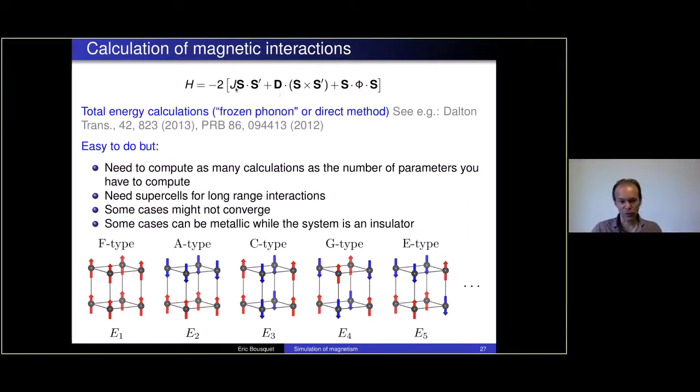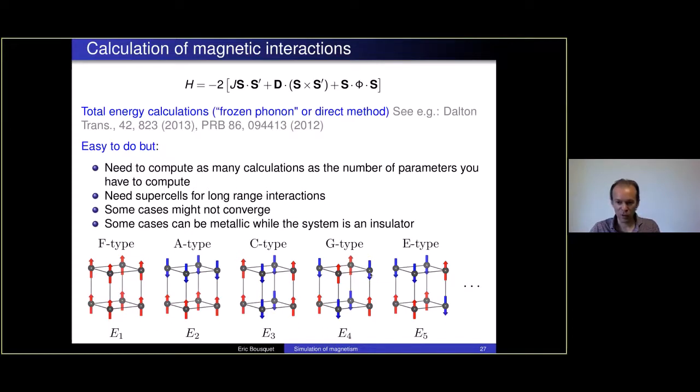And the idea, for example, to extract the Js, is this: as I mentioned, you can do a DFT calculation for different magnetic orderings. You can do it for the ferromagnetic ordering, for the A-type antiferromagnetic ordering, the C-type, the G-type, the E-type, and so on. For each of them, you have an energy. And within this, the energy difference between each of them is only the magnetic interaction.